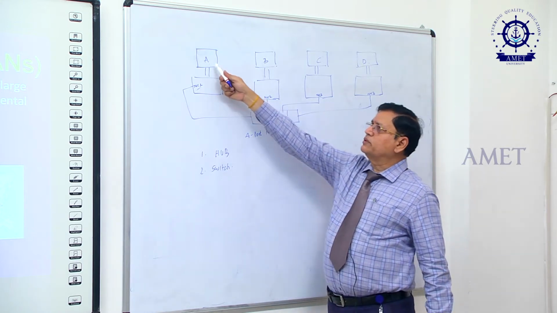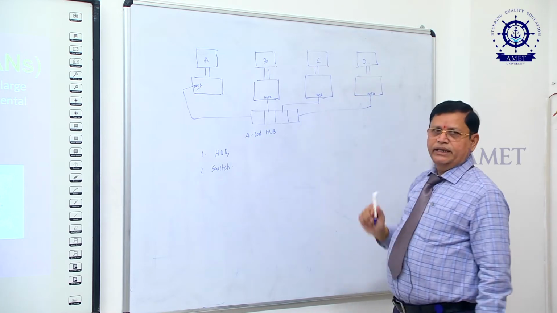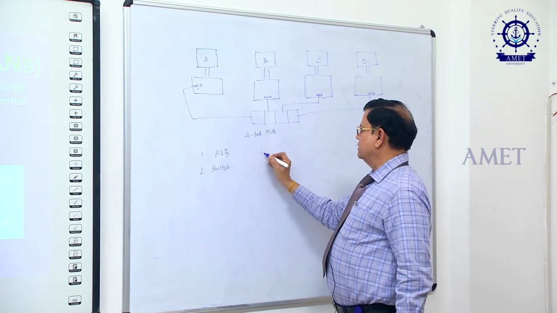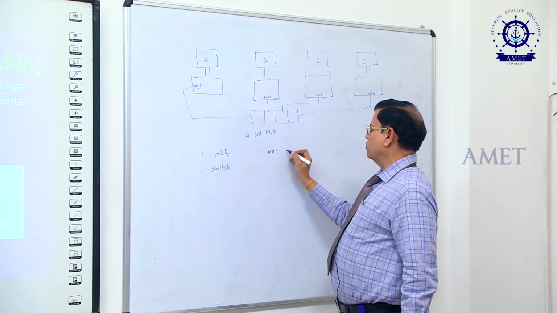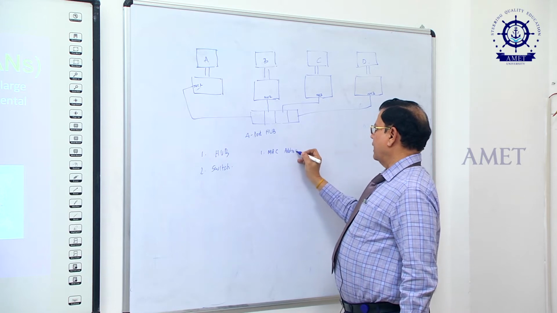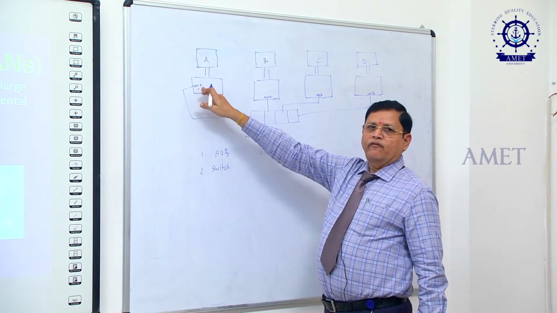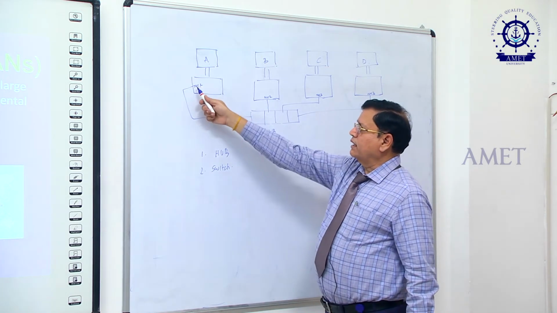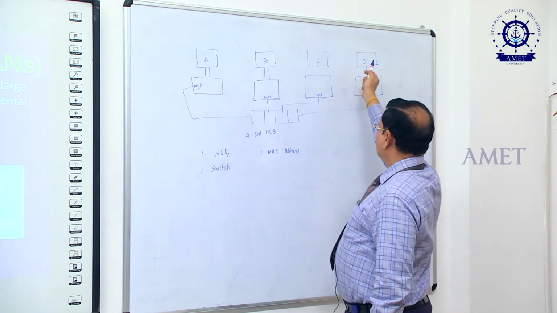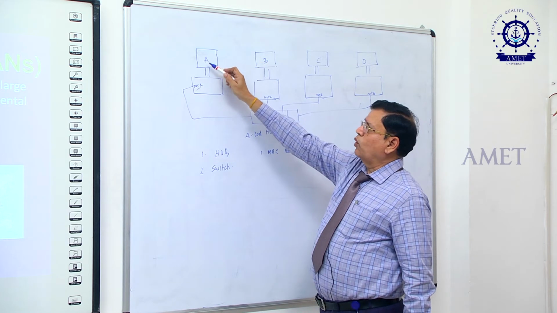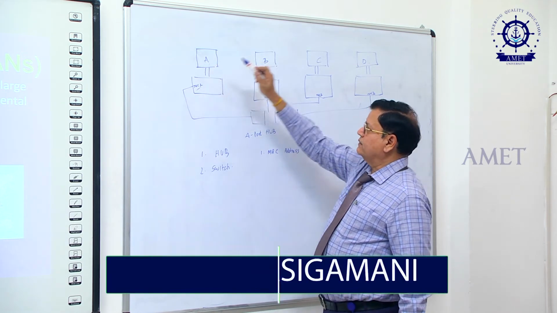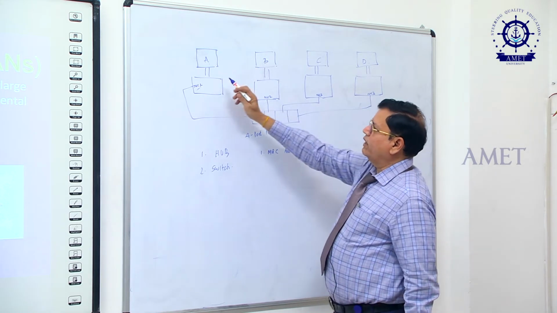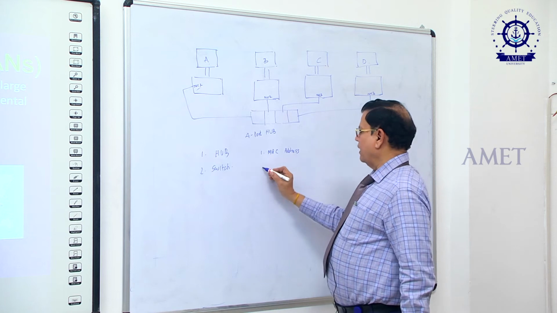We will quickly see. Suppose A wants to communicate with D, then A, this NIC card has a MAC address. We call it a MAC address, machine access code address. This address is a unique address, very particular to this network interface card. So whenever A wants to communicate to D, it will also send the sender address and the receiver address. Every device on the network will have a MAC address as well as an IP address.